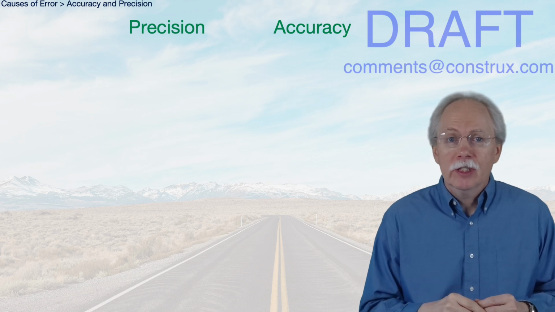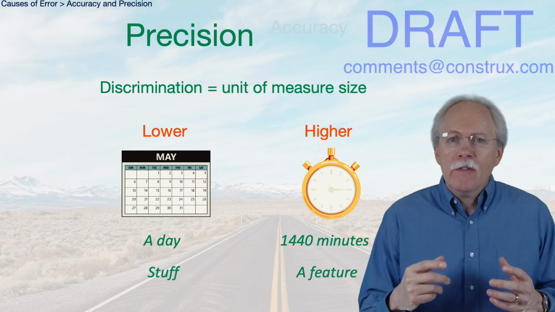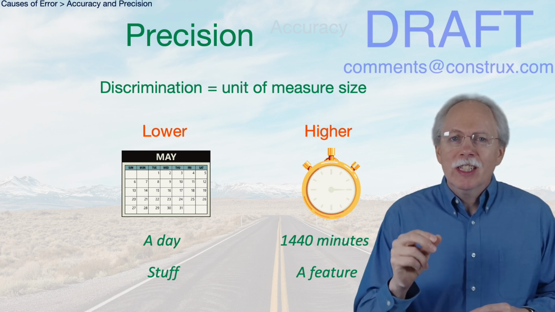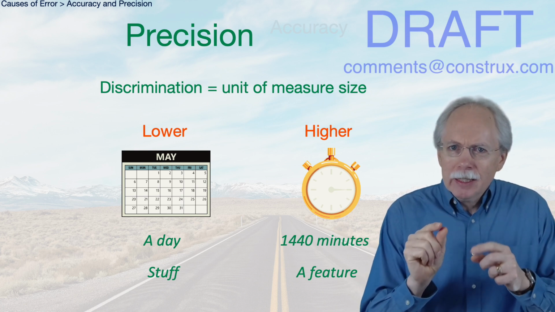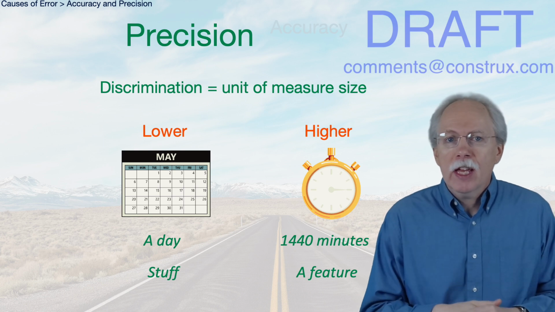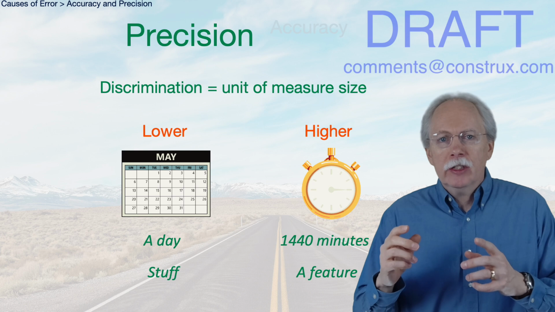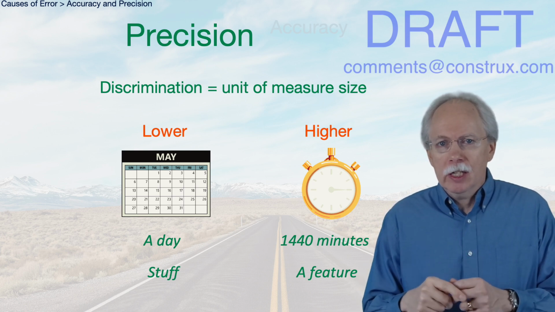Let's look at precision first. When we talk about precision, we want to use a definition from the world of measurement. A measurement's precision is a level of discrimination, the size of the measurement increment it has when it's measuring a thing. Lower precision has bigger increment chunks. Higher precision has smaller increment chunks.